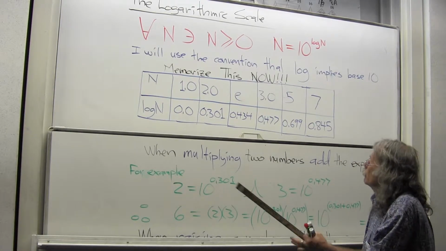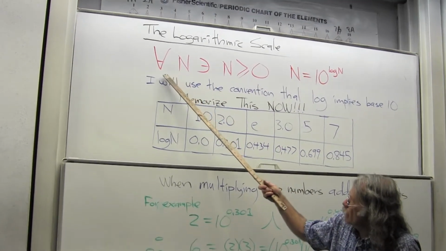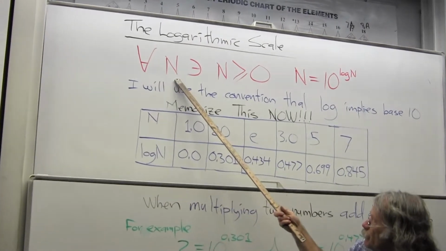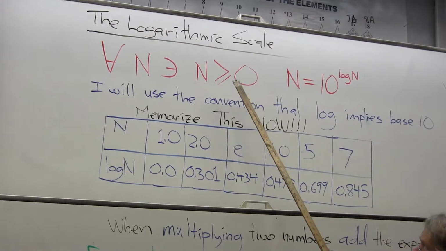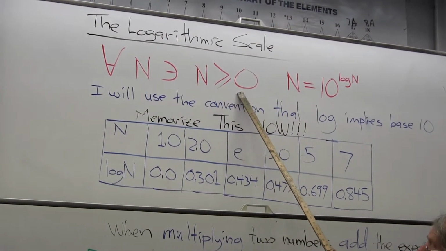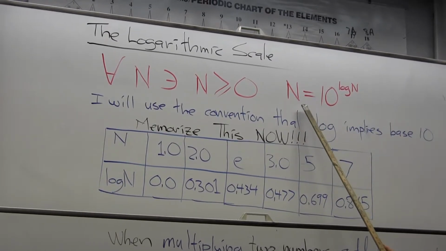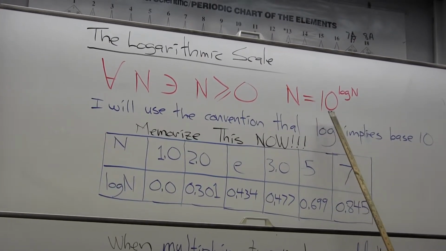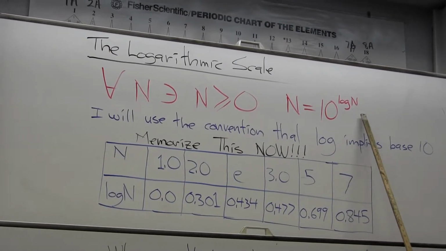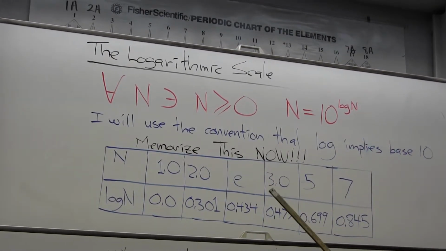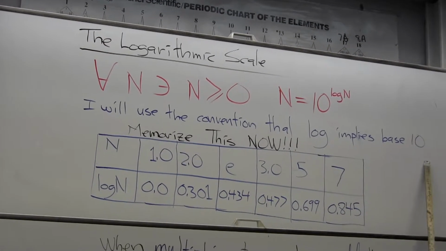The logarithmic scale is based on this: for every number n such that n is a positive number, so n has to be greater than or equal to 0, then n is equal to 10 raised to the log of n. And I will use the convention that log implies base 10.